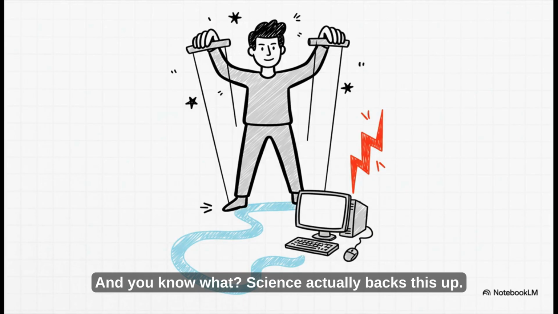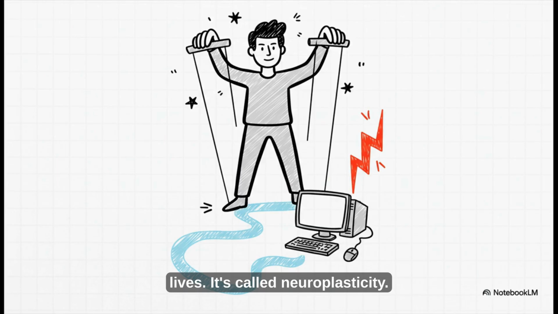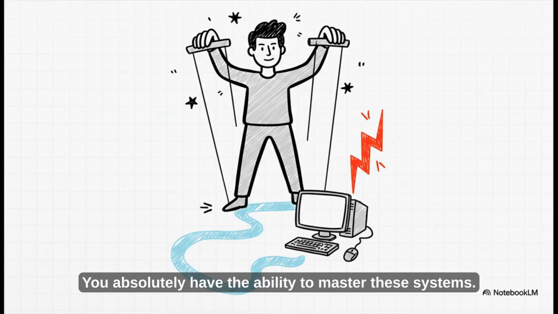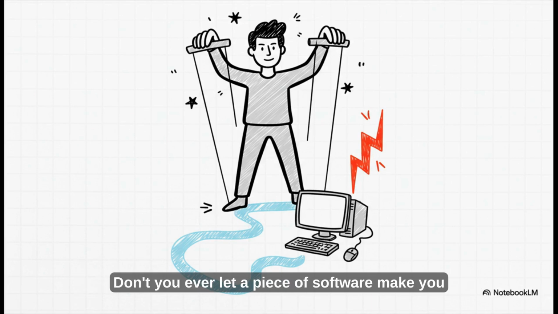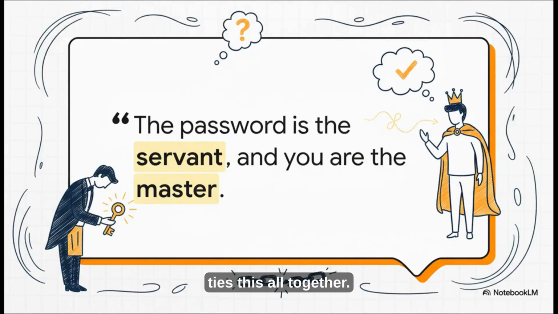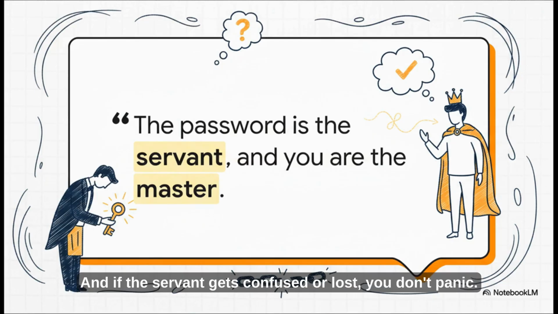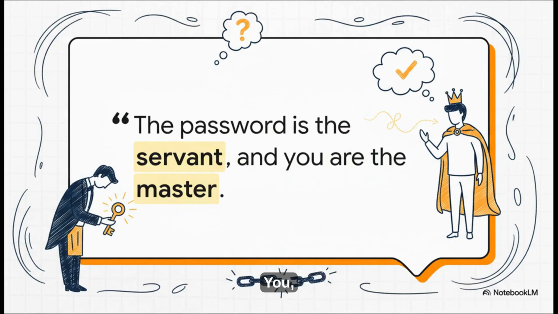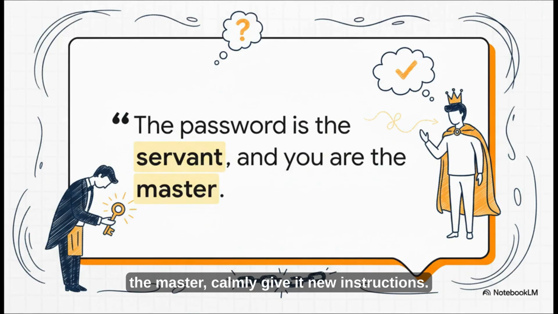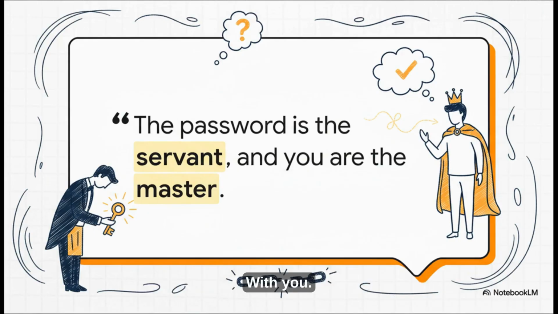And you know what? Science actually backs this up. Our brains can keep learning and adapting our entire lives. It's called neuroplasticity. You absolutely have the ability to master these systems. You just have to do it on your timeline, a human timeline, not a computer's. Don't you ever let a piece of software make you feel any different. And that really brings us to the core idea that ties this all together. A password isn't some magic key that has power over you. No, the password is the servant. You are the master. And if the servant gets confused or lost, you don't panic. You, the master, calmly give it new instructions. This simple idea puts the power exactly where it always belonged, with you.